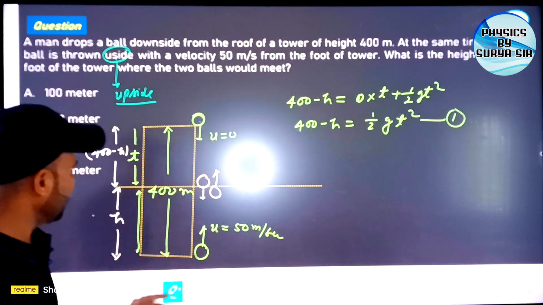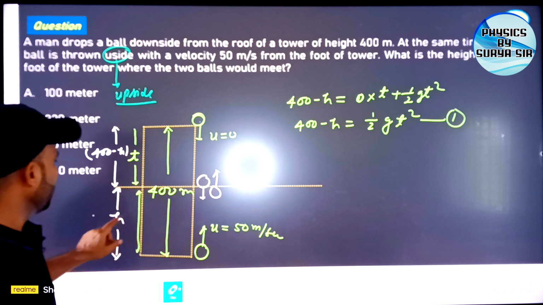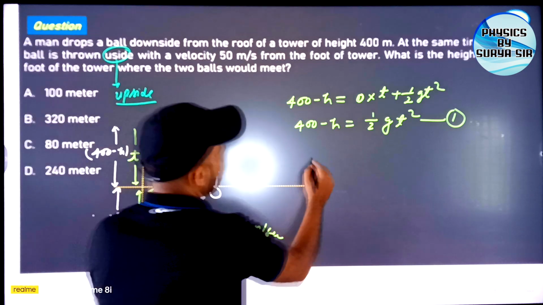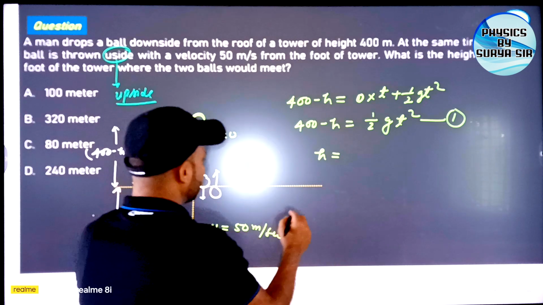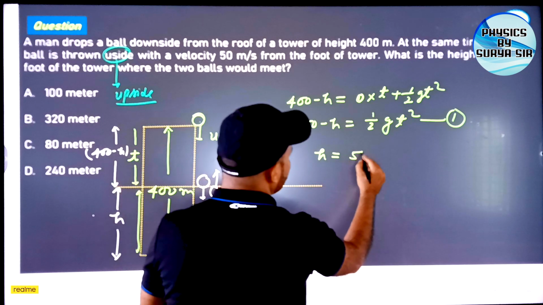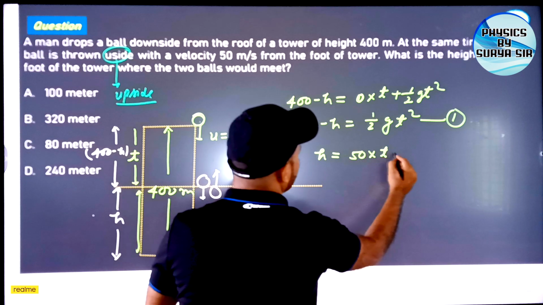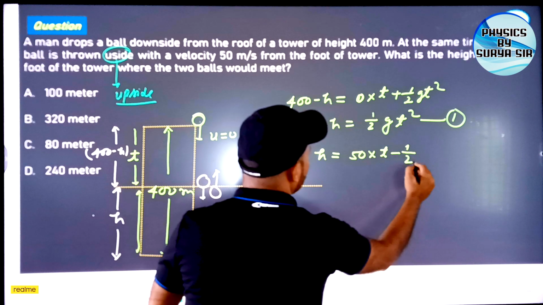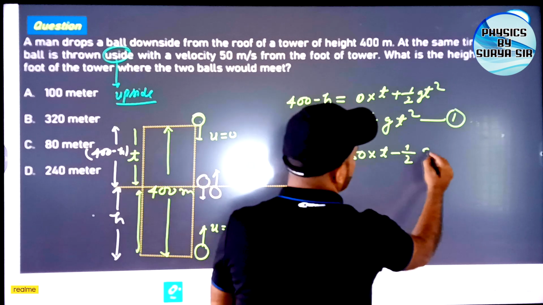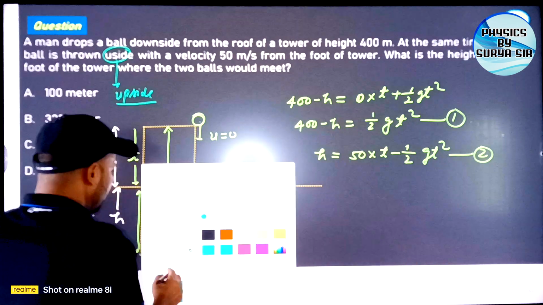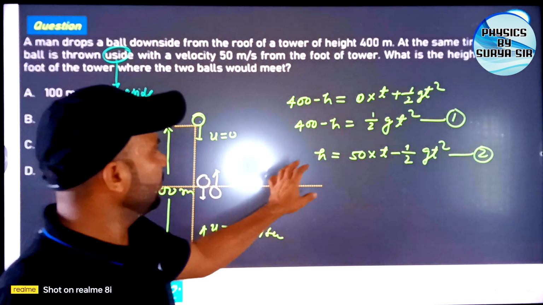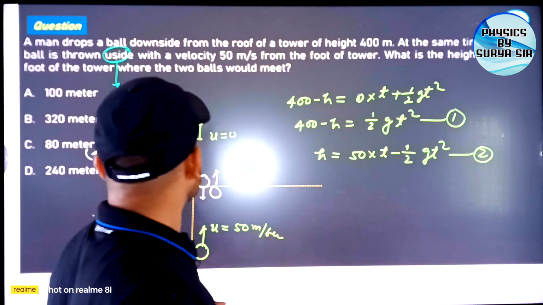Now write the equation for this object when it is moving in the upward direction. The displacement is h, so h is equal to ut minus half gt square. What is the velocity? u is 50, so h is equal to 50 into t minus half gt square. This is equation number 2. Now using these two equations we can find the value of h.